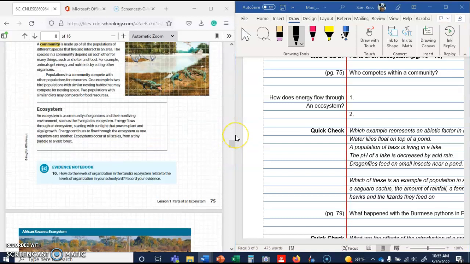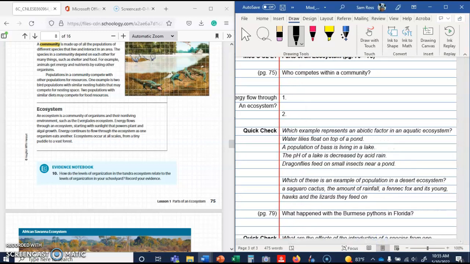Okay, how does energy flow through an ecosystem? So now we're still on 75. Energy flows through an ecosystem starting with sunlight that powers plant and algae growth. So that's step 1. Energy continues to flow through the ecosystem as one organism eats another. So those are the two steps: it starts with sunlight that powers plant and algae growth and continues to flow as one organism consumes another.